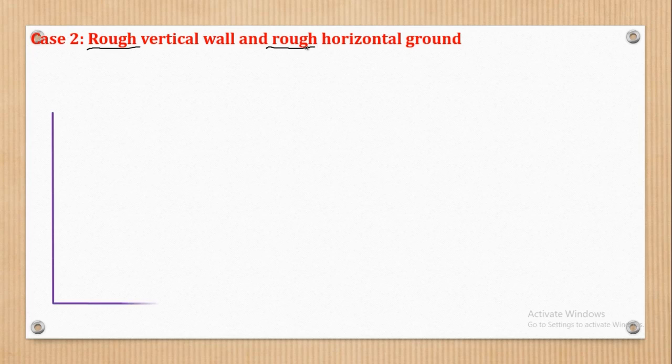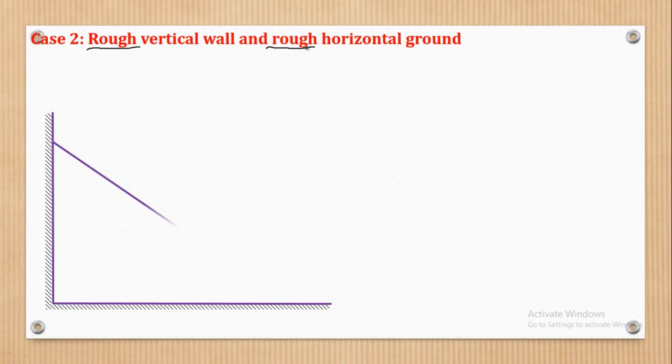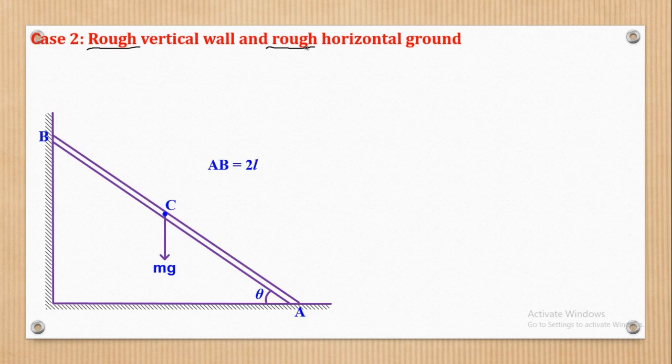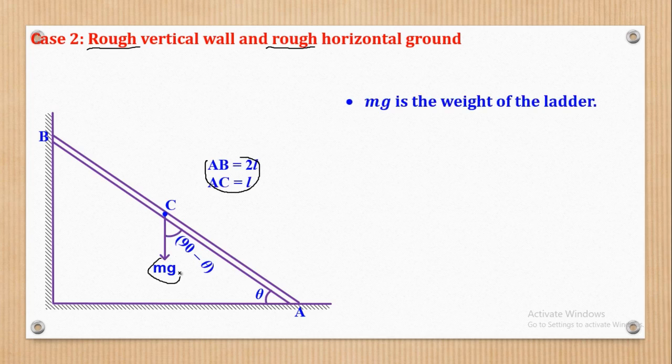So we shall start by drawing the vertical wall and horizontal ground. Then now we shall show our force, our ladder. Then if this is uniform, it implies that the center of gravity is at the midpoint, and that's what this statement means. So mg is the weight of the ladder.